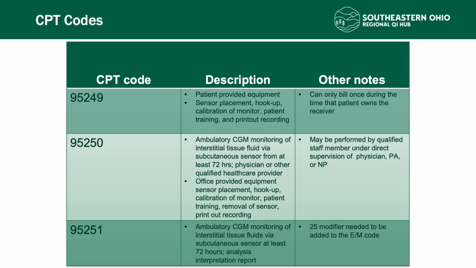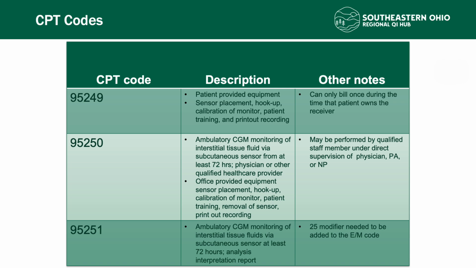So the first one, the 95249 code, is when the patient provides the equipment and then they are trained on it in the office, whether that's helping them with placement, hookup, calibration of the monitor. And then this can actually only be billed once during the lifetime of the patient's receiver.